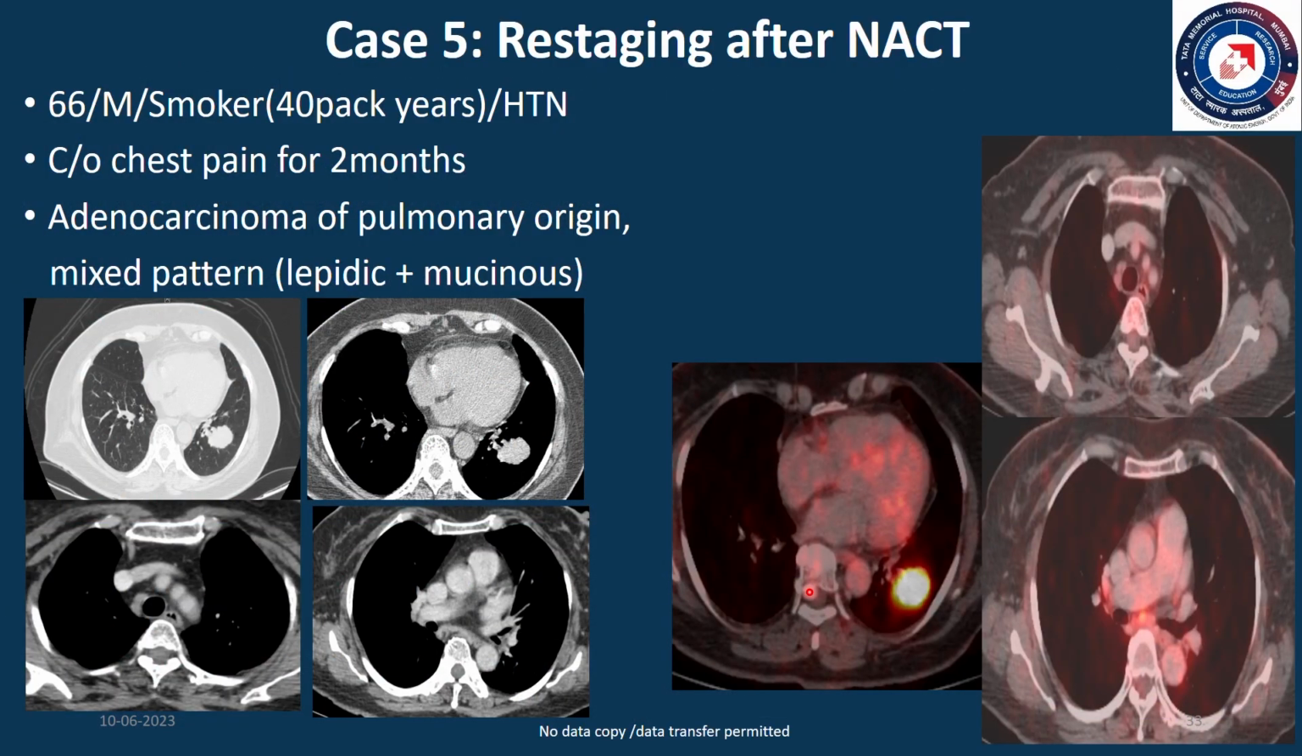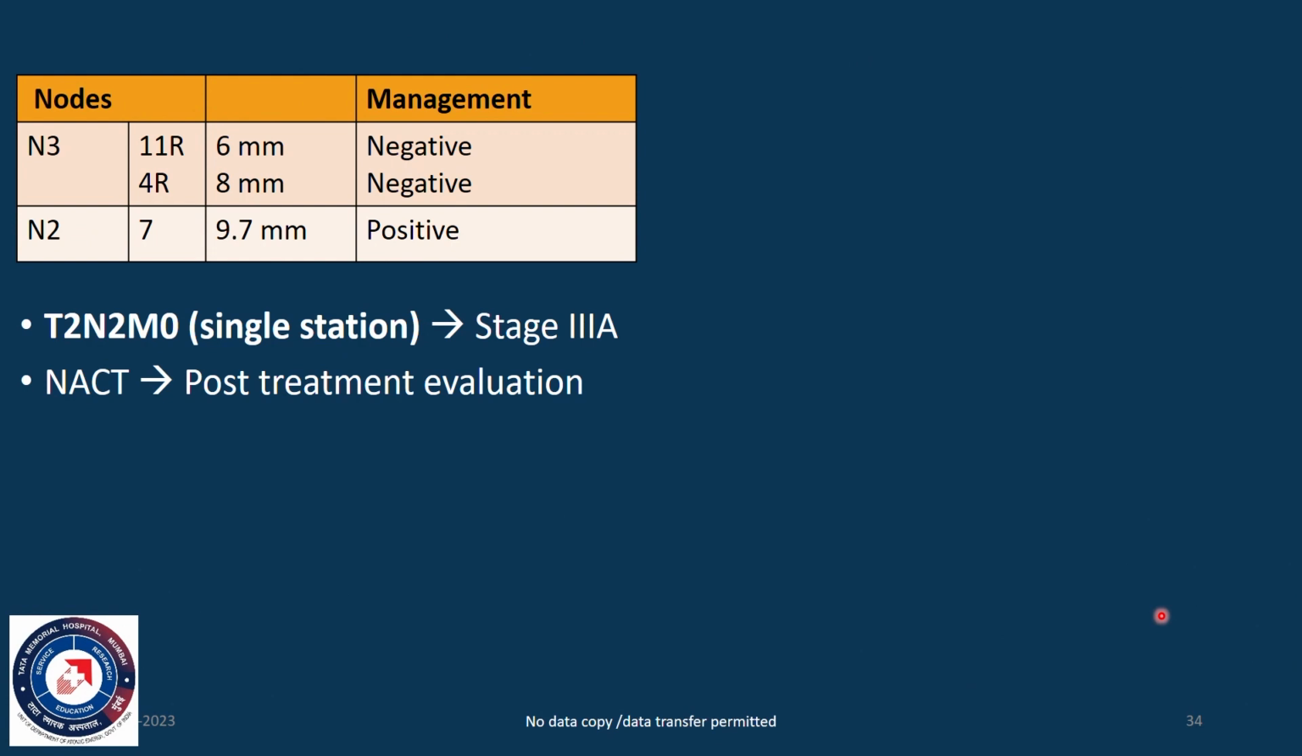Let's see this case of a 66-year-old male who has chest pain and a left lower lobe mass. You can see that it is PET avid, but the mediastinal involvement is minimal. Only the subcarinal node showed some avidity. We went ahead with staging EBUS in this patient. The subcarinal node came positive. So that becomes T2, but N2 disease. Single station N2 has come positive.